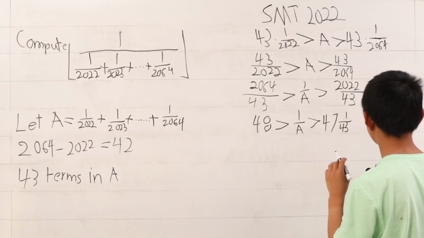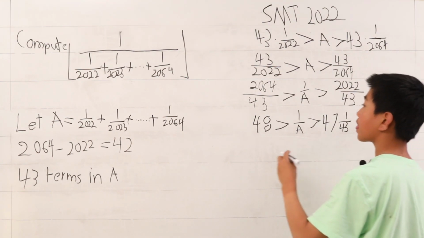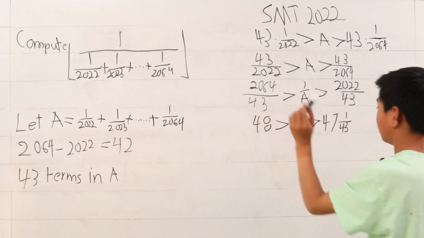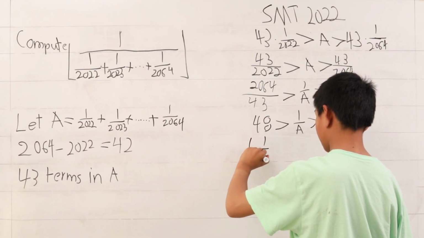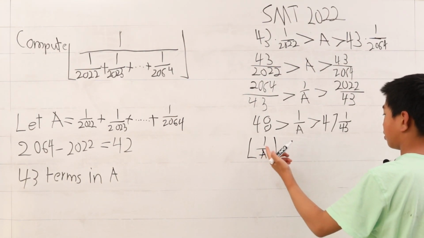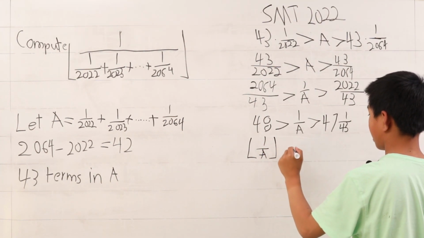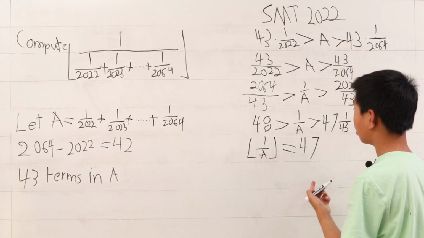We aren't supposed to think about all the cases in between. They just give it to us, basically. We want the floor of it. So when you use the floor, you basically round down to the nearest integer. So the floor of 1 over A is just 47. So that is our answer.